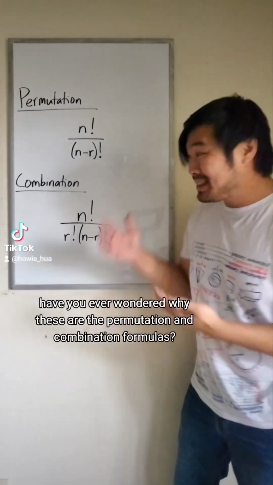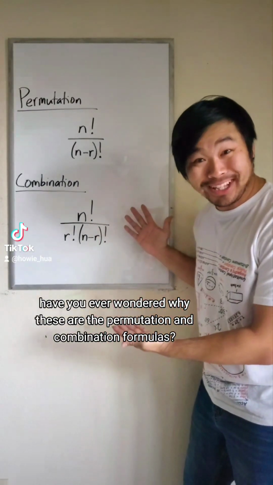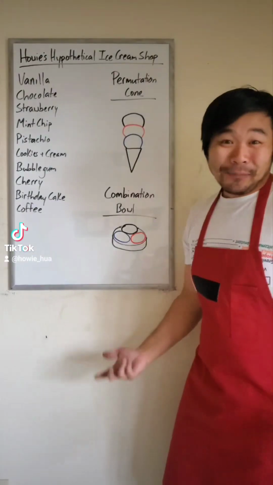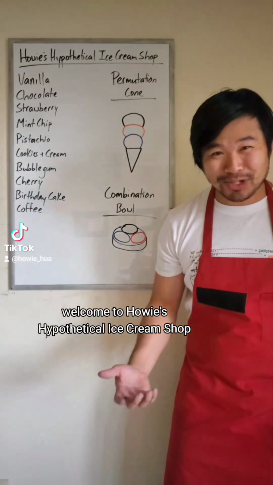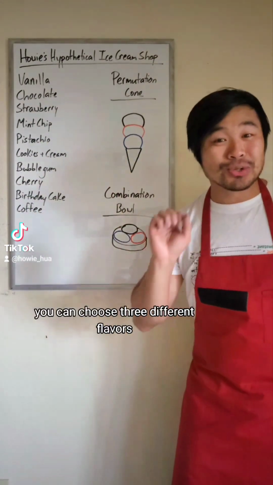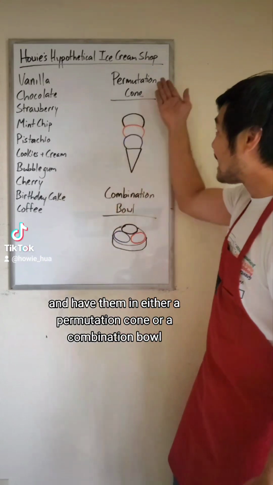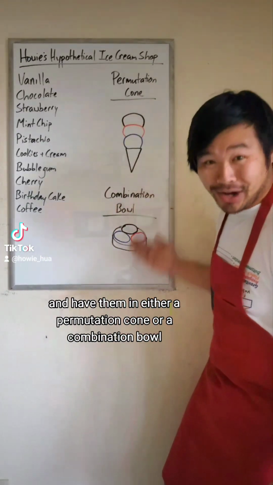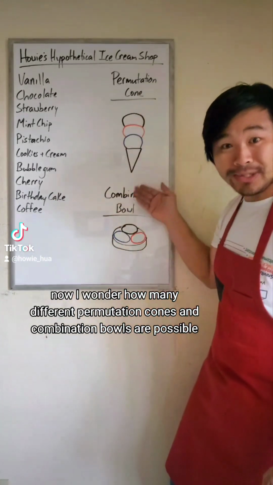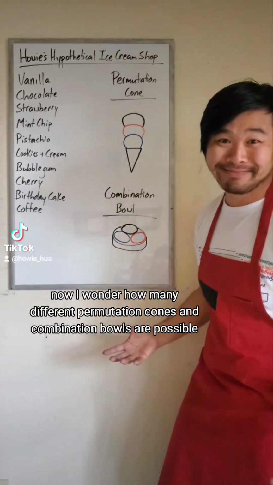Have you ever wondered why these are the permutation and combination formulas? What's actually happening here? Let's find out. Welcome to Howie's Hypothetical Ice Cream Shop, where we have 10 different flavors. And for today's special, you can choose 3 different flavors and have them in either a permutation cone or a combination bowl. Now, I wonder, how many different permutation cones and combination bowls are possible?